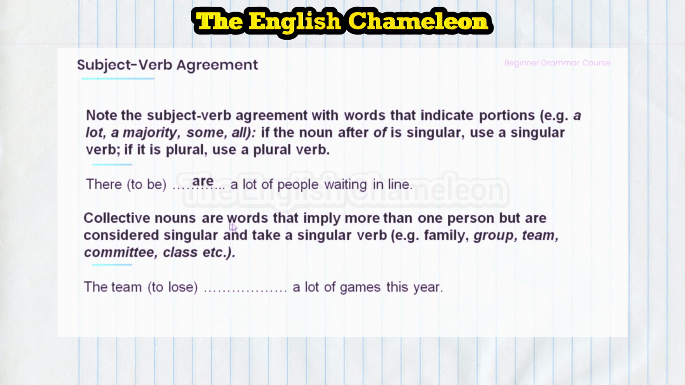Also note that collective nouns are words that imply more than one person but are considered singular and take a singular verb. For example, family, group, team, committee, class, etc. Have a look at the sentence below and fill in the blank using the appropriate form of the verb. The team ___ to lose a lot of games this year. The team has lost a lot of games this year.